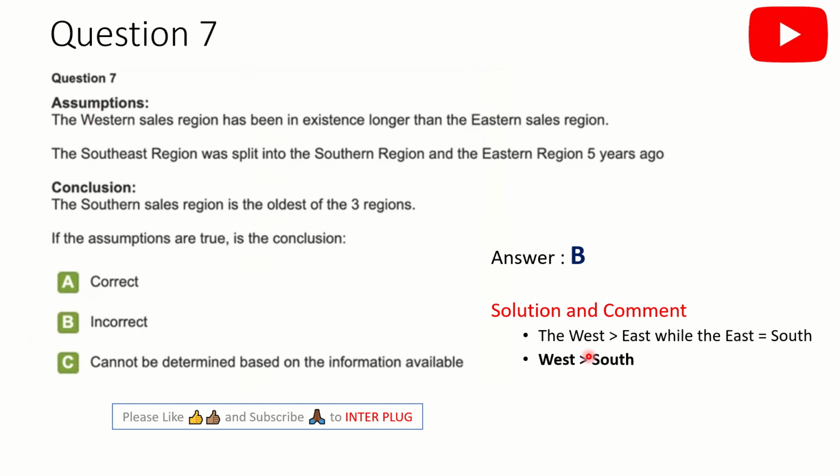So I try to represent them here, but so you see the West existed before the East, and the East and South exist at the same moment. So we can also say the West existed before the South, obviously. Now the conclusion says the Southern sales region is the oldest of three regions. That's totally wrong. So it's incorrect. The answer is B. We can deduce from the two assumptions that this is not true. Okay. Then we go to question 8.